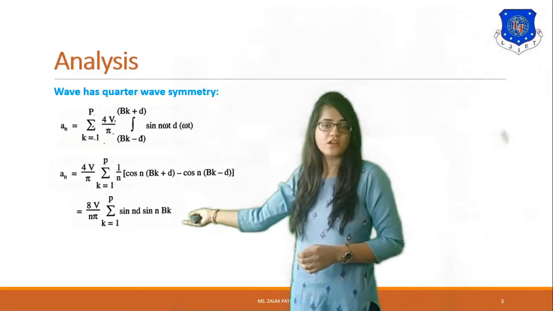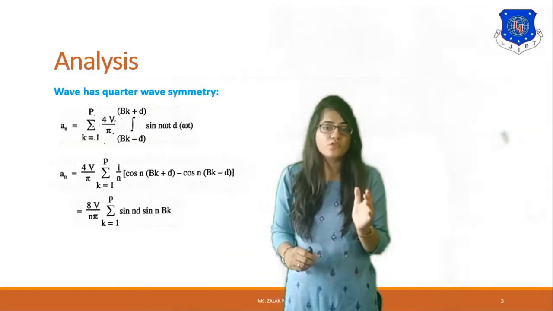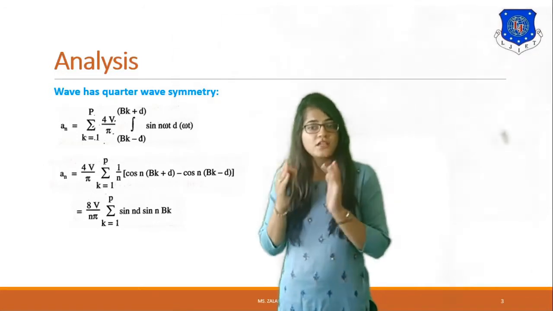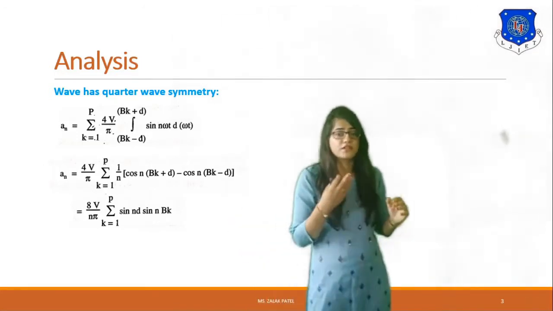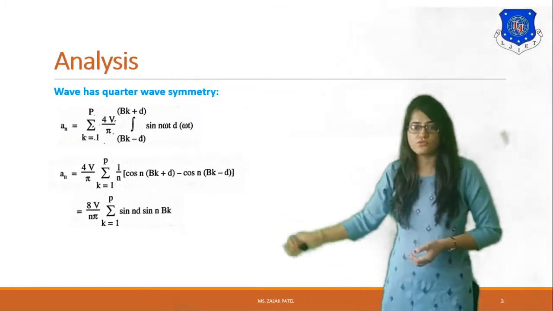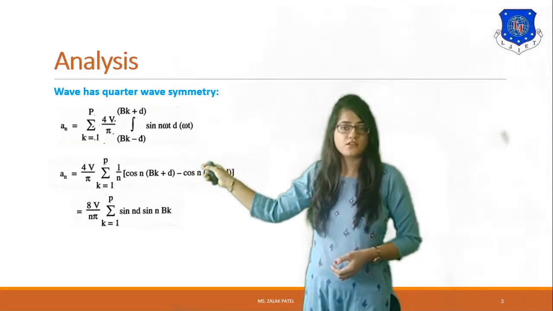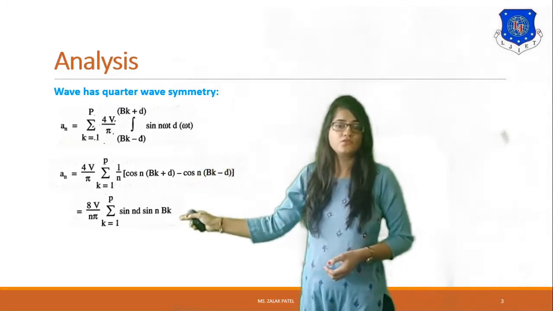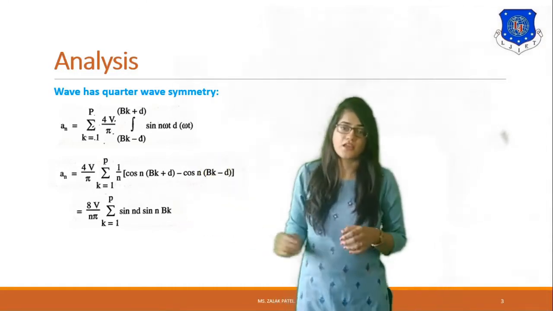How will this term come? Because 2 times sine theta 1 into sine theta 2 gives us cos of theta 1 minus theta 2 minus cos of theta 1 plus theta 2. So we use this trigonometric equation in this term, and we get the 2 times sine, that is sine n d and sine n bk.